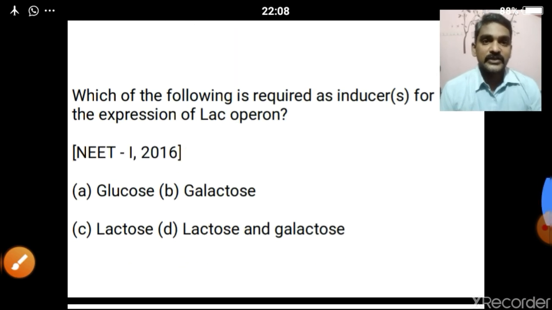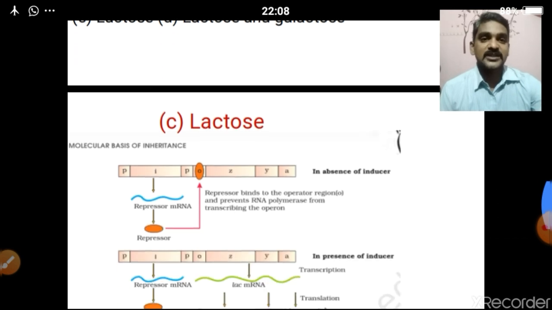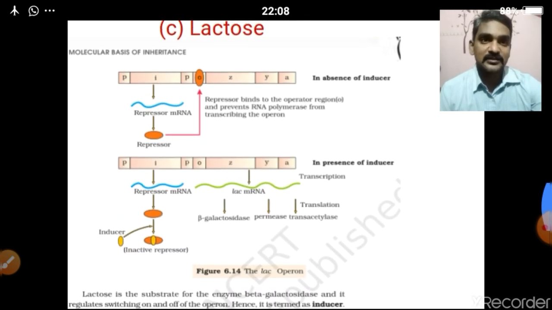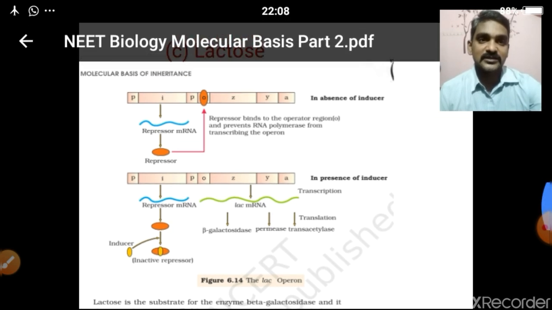Next, which of the following is required as an inducer for the expression of the lac-operon? Previously in some question I have told you about the lac-operon. In the name itself we have lac. So lactose acts as the inducer. You can see the diagram here, this is also directly from the book. Easily you can answer this actually.